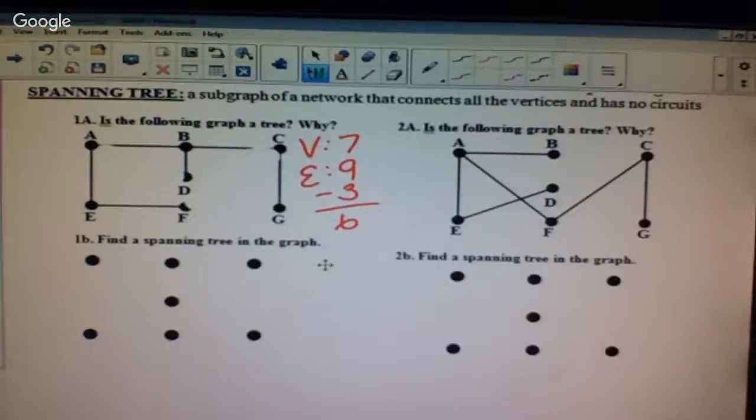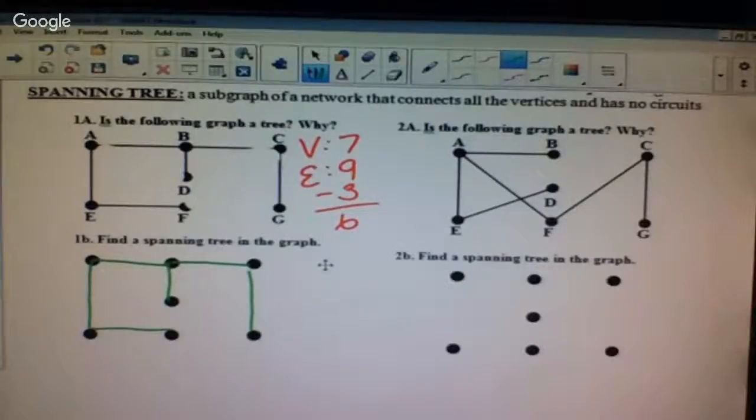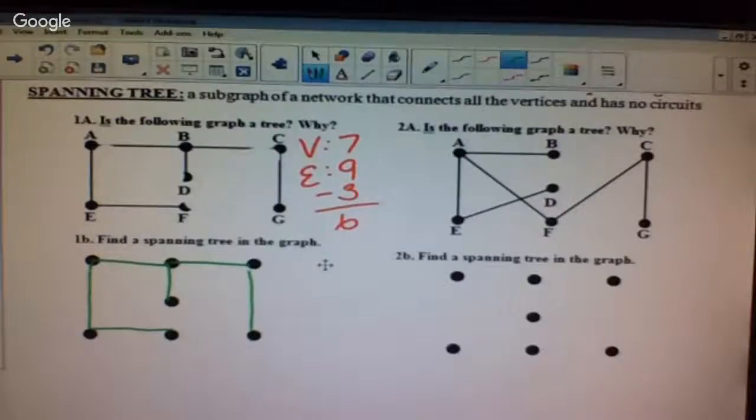So where it says find the spanning tree in the graph, that's what you're going to draw, what you have left. You've now just created a spanning tree. You figured out how many edges you needed to get rid of. So it always has to be 6? Yes. When you have a spanning tree, your vertices should always be 1 more than your edges. So that's how you determine how many lines you actually need.